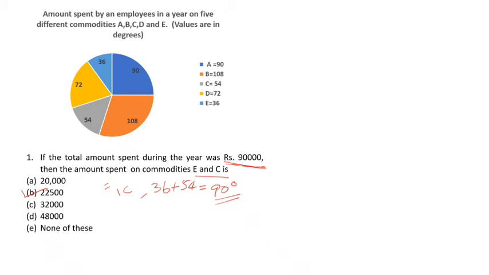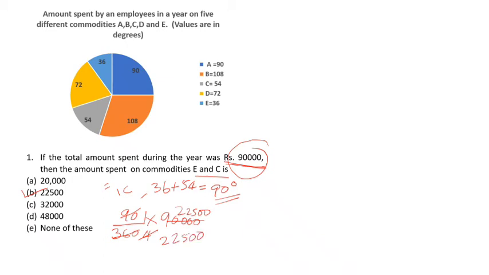Here you have 36 plus 54, 90. Whatever is the degree measurement total comes, that 90 divided by total degree 360 multiplied by the amount which is given. What is the amount given here? 90,000. So you can cut this 90 and 360 one by 4, and you can cut this 4 and 90,000. So accordingly you got the answer 22500.